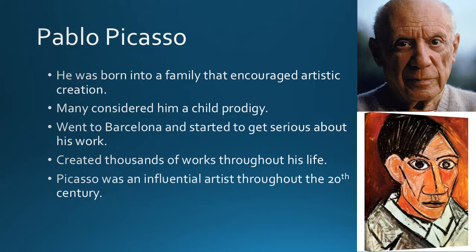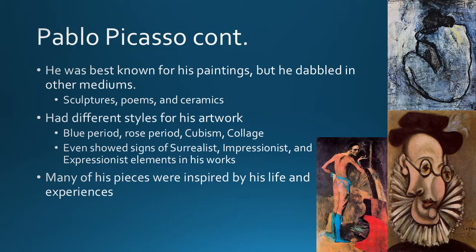He later went to Paris, where in 1901 he began creating art with his name on it. From here he continued to make artwork and became an influential artist throughout the 20th century by pioneering and revolutionizing different styles of art. Picasso created thousands of pieces that we still find significant today. He was best known for the paintings that he did, but he also created art in other mediums as well. A couple mediums he took part in were sculptures, the writing of poems, and ceramics. He was more fond of painting though, so he stuck with that.